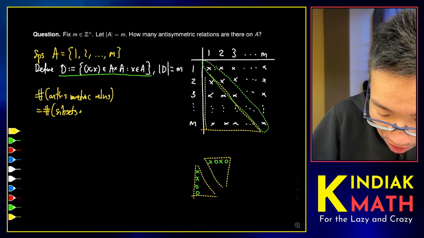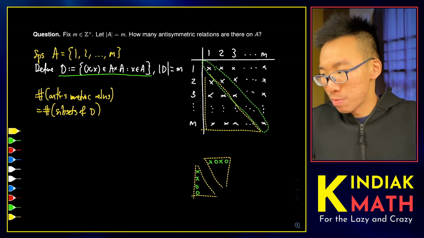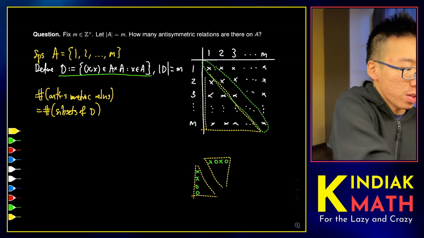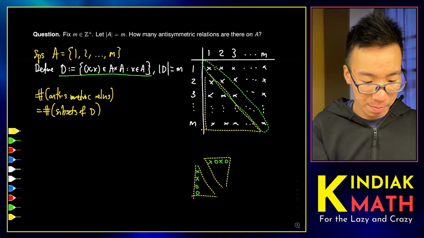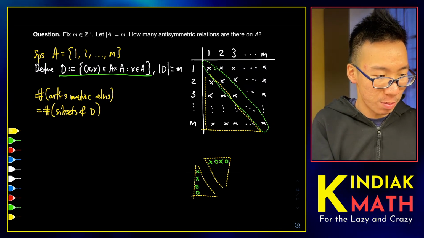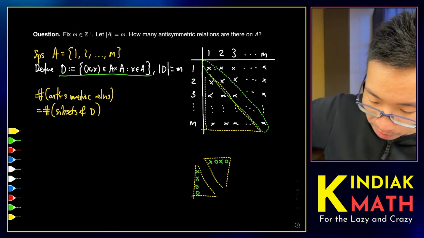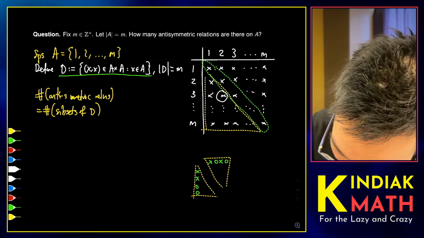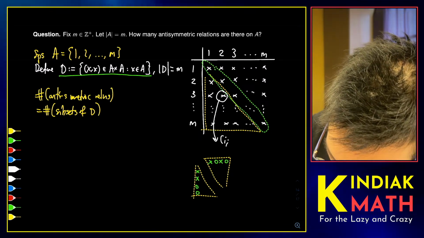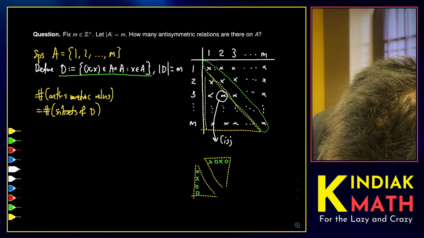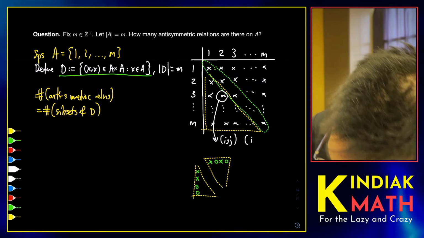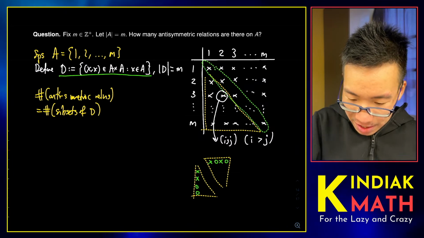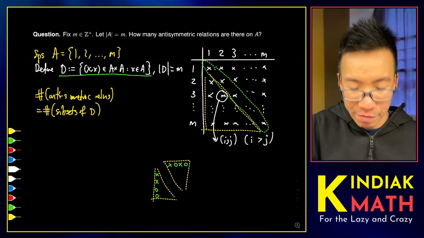Subsets of the diagonal. You can choose the subsets of the diagonal. And now we need to ask for each point, what are the options that we have? Right? So now, let's look carefully here. Let's call this point ij. In this case, we'll have i being bigger than j. And we need to ask, what are the options that we have for ij?